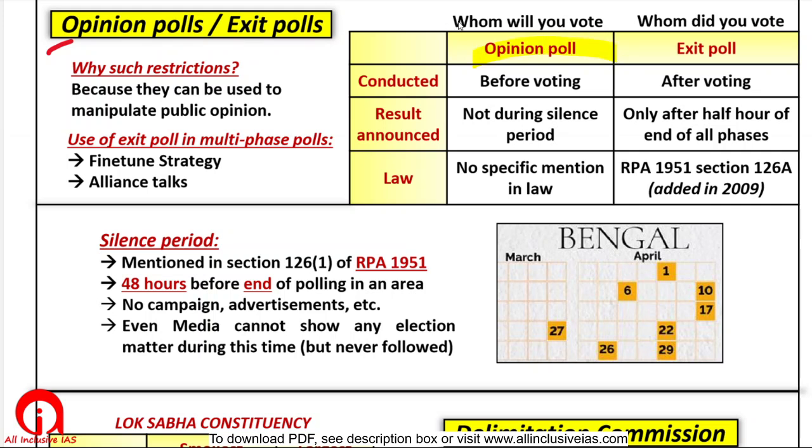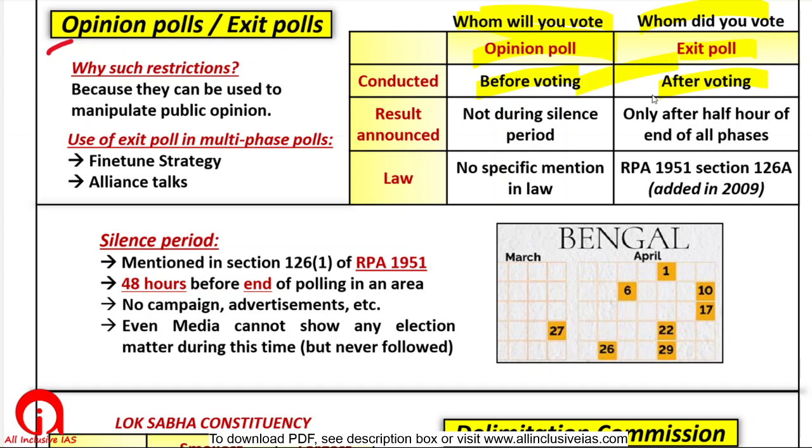Opinion poll is whom will you vote for, so it is obviously conducted before the voting. Exit poll is when you exit the polling booth. When you exit the polling booth, someone will ask you whom did you vote for. The result compiled from that survey will be called an exit poll. Whom did you vote for? That is after the voting is done.